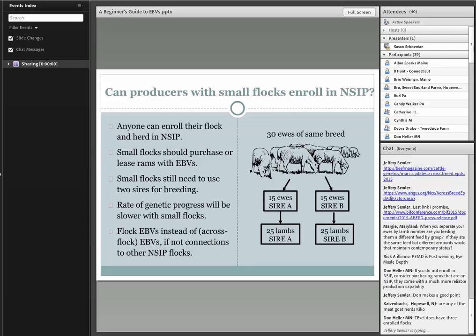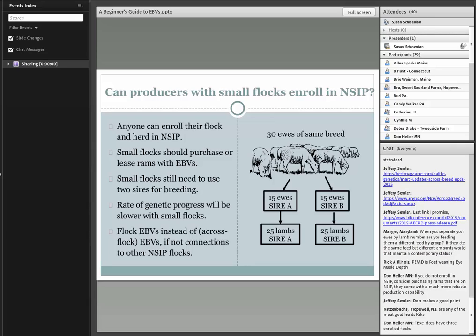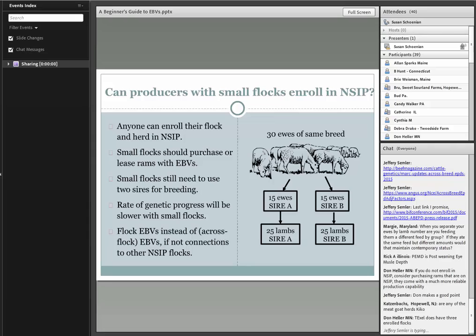Can producers with small flocks enroll in NSIP? Well, anyone can certainly enroll their flock or herd in NSIP. And there's some things that small flocks can do. One, they can purchase or lease rams that have EBVs. Even if they're small, they should use 2 breeds or sires for breeding. On the right is an example if you had 30 ewes of the same breed. You split that flock in half and breed to 2 different sires.